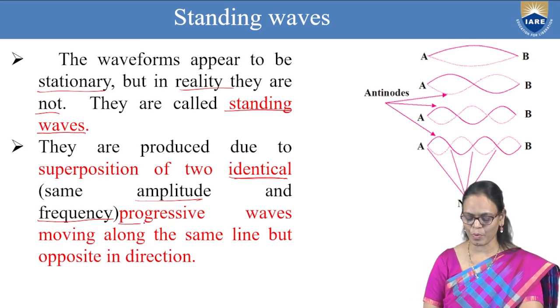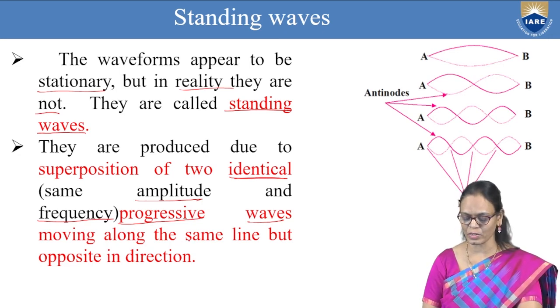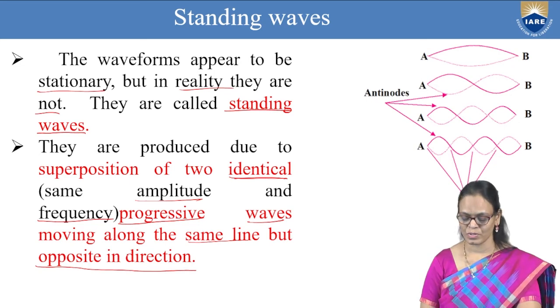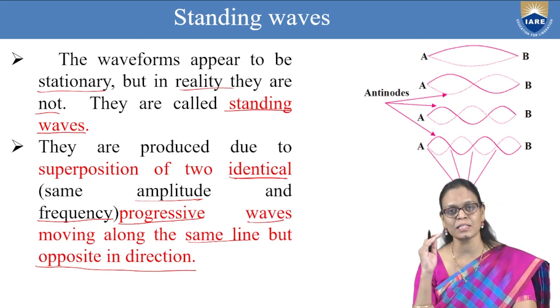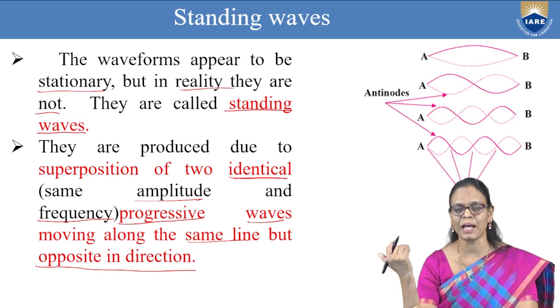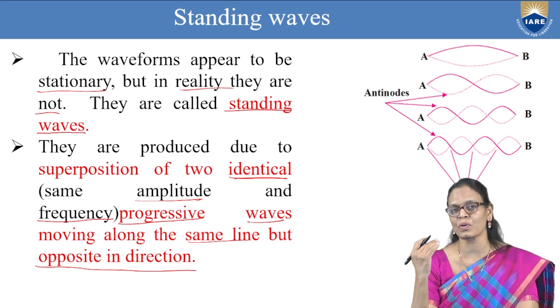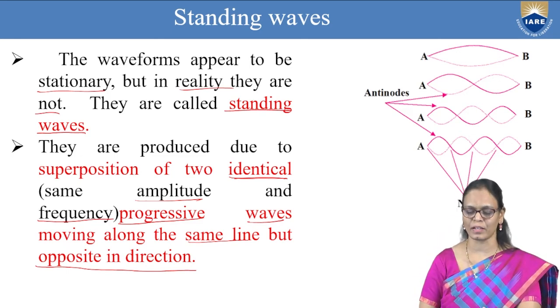And we call them progressive waves when they are moving forward. And these two waves are traveling along the same line but opposite in direction. So the waves that have the same amplitude and frequency, traveling along the same line but in opposite direction, when they superimpose on each other, you get standing waves.